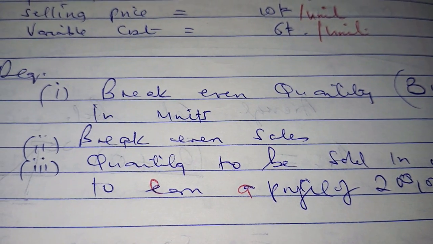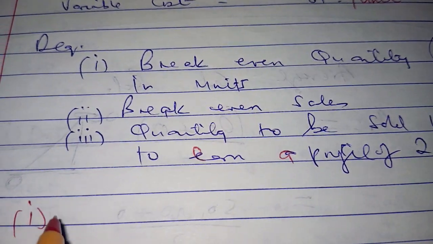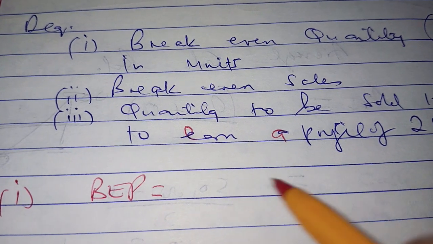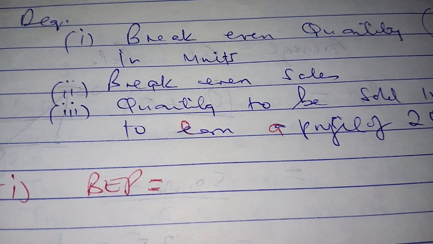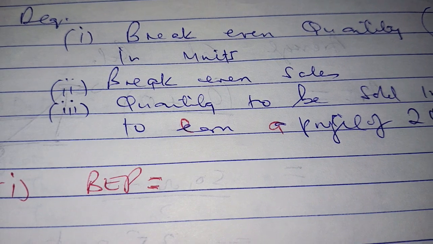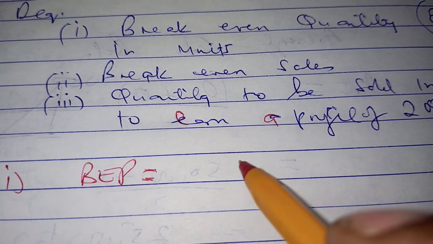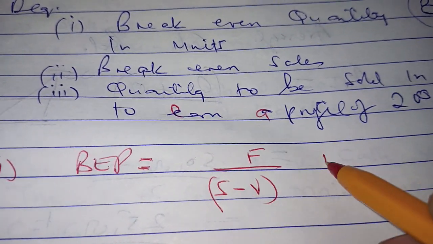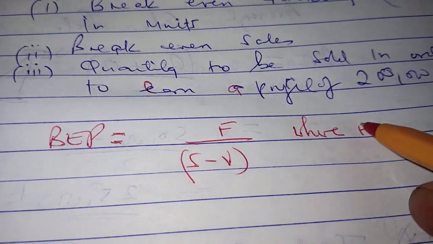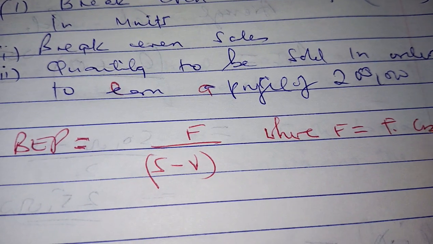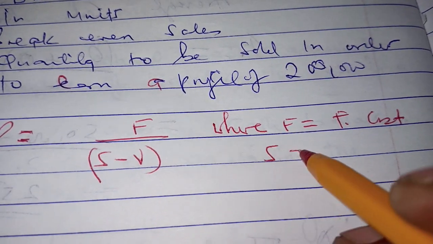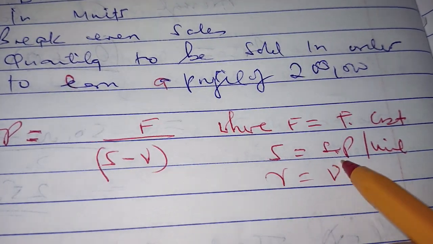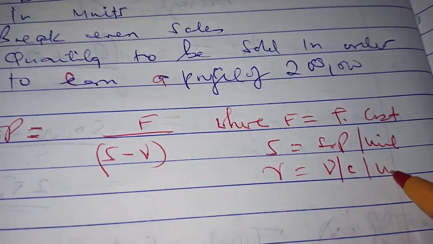In answer to this question, we first write Roman 1 and we get the formula for break-even point. Break-even point is that point where the total sales is equal to total cost, and therefore there is no profit. That point is given as F divided by S minus V, where F is the fixed cost, S is the selling price per unit, and V is the variable cost per unit.